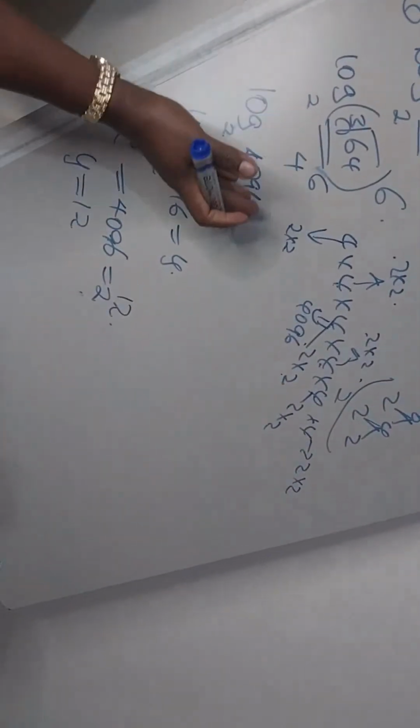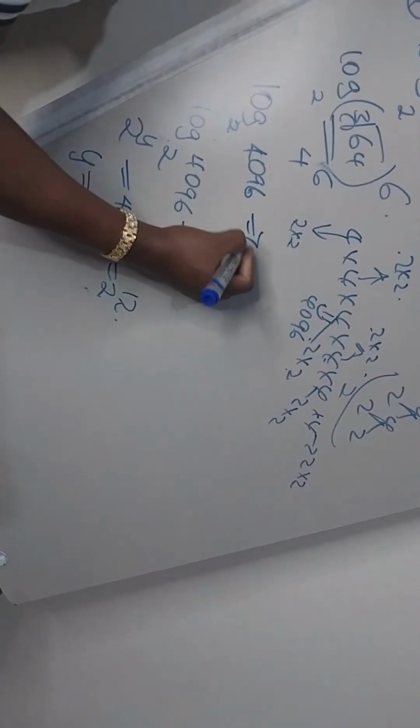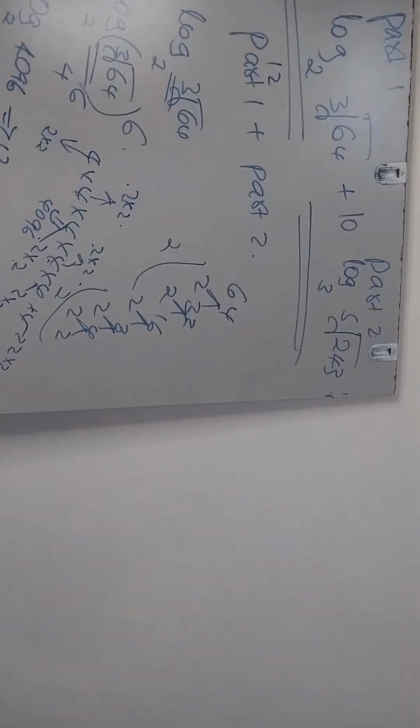Good. Now, as we said earlier, common bases on indices separated by an equal sign call for the powers being equal. So the value of y here will be 12. In short, log 4096 to base 2 is 12. Part 1 gives us 12 as the answer.